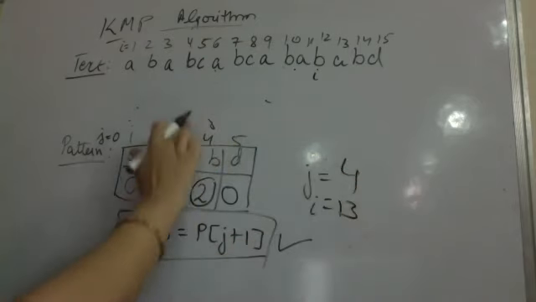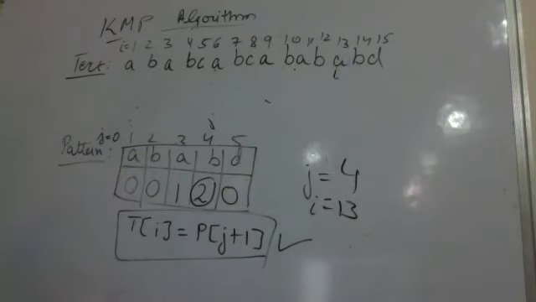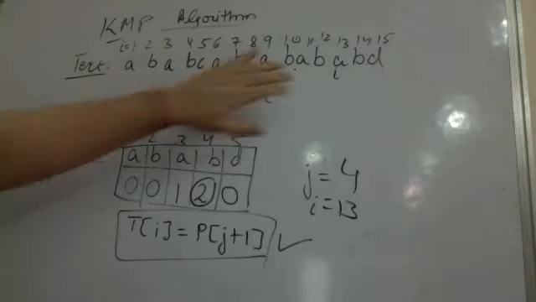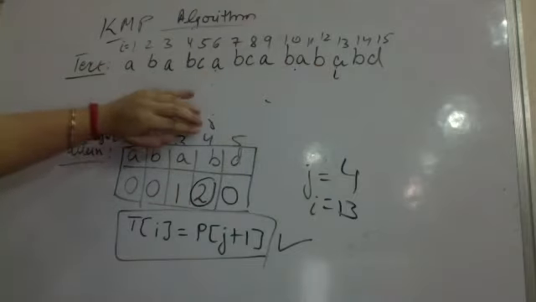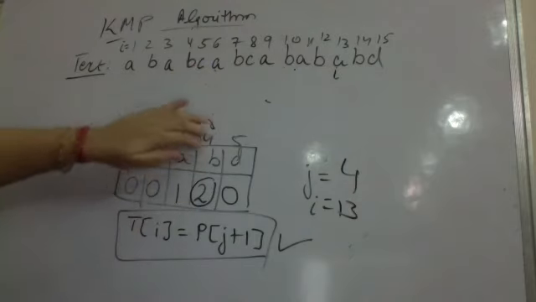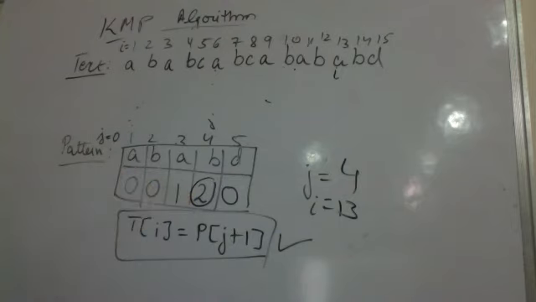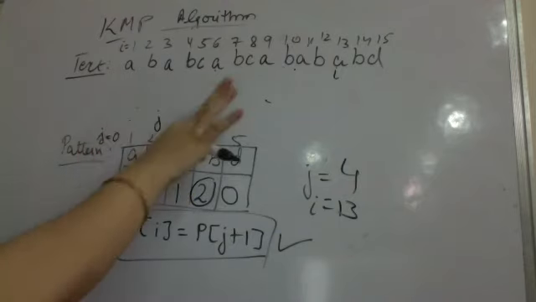J comes here. And I is incremented to 13. Now this is proving the point which I am going to come at. Now text of I is equal to text of j plus 1. A is equal to d. False. Reduce j. Reduce j where? To the value 2.